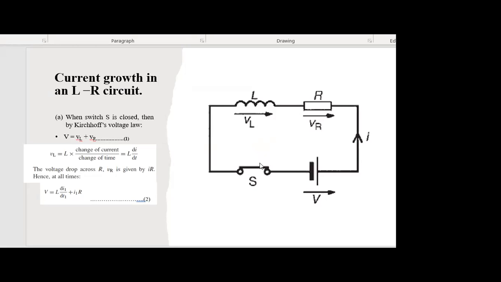So when you close the circuit, when you cross the switch here, using Kirchhoff's voltage law, the DC voltage V will be equal to the voltage across the inductor plus the voltage drop across the resistor. So V will be equal to VL plus VR. That is equation 1.